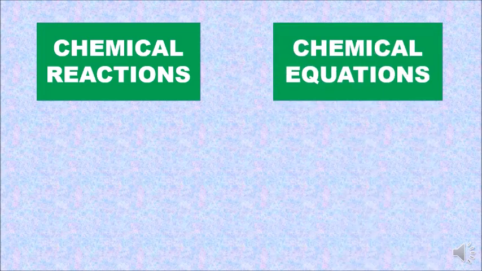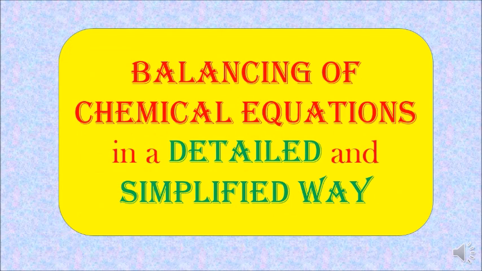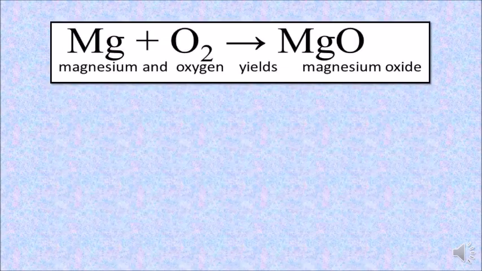Chemistry is all about chemical reactions and equations. In the previous video, we have discussed the basics of chemical reactions and equations and how to write a chemical equation. The most important and crucial part is balancing of these chemical equations. In today's video, we are going to learn about the balancing of chemical equations in a very detailed and simplified way. So let's begin. Let me start with a few examples.